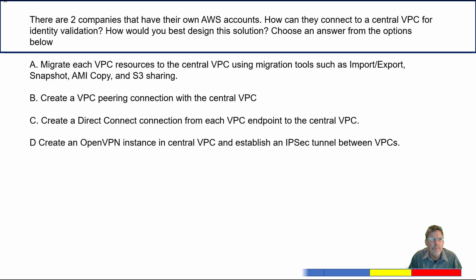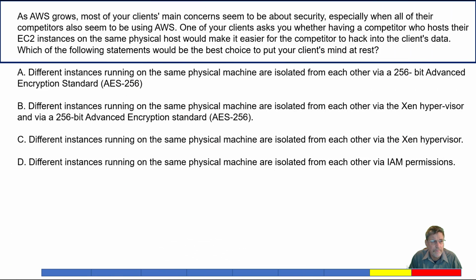Direct Connect would be not normal between VPCs. And OpenVPN, that would be with the client. Again, you would be opening with the client with IPsec. It could be that, but I think the answer would be, and that was the hint, B. Create a VPC peering connection. That would work very well in that situation.